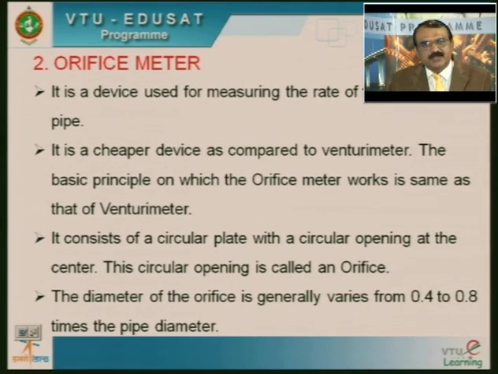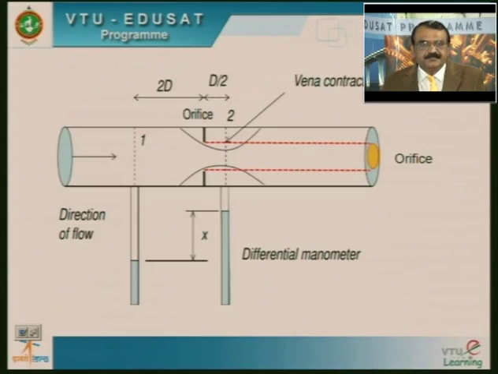Now, those dimensions are the specifications of this Venturi meter and this orifice meter. For the orifice meter, the orifice diameter varies from 0.4 to 0.8 times the pipe diameter. Let us see what is the difference. Why is the Venturi meter very popular, and why is the orifice meter not very popular? As we proceed further, you will come to know why. The coefficient of discharge for an orifice meter is very less compared to a Venturi meter.